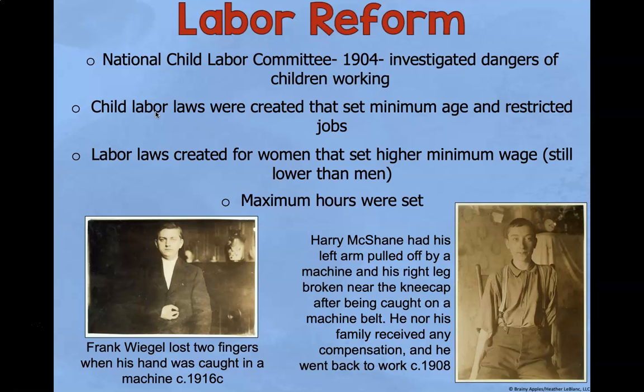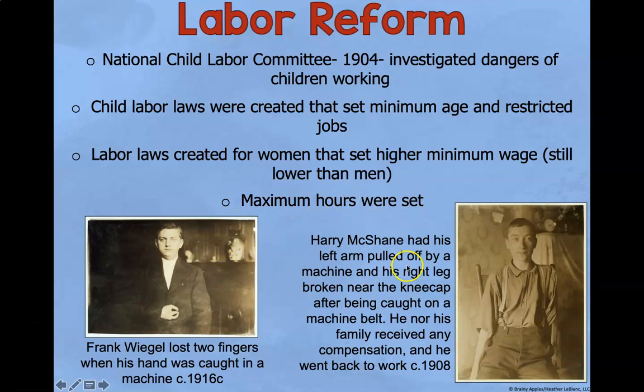Okay. So if you can imagine your younger brother or sister trying to work in a very crowded, loud, hot factory with machinery, it's kind of scary. So child labor laws were created that set minimum age restrictions. So that means they decided, okay, you can't work if you're under this age. They also restricted jobs that these children could do. Labor laws were created for women also that set higher minimum wage, but at this point in time in the early 1900s, it was still lower than men. They also determined the maximum hours that you could work.